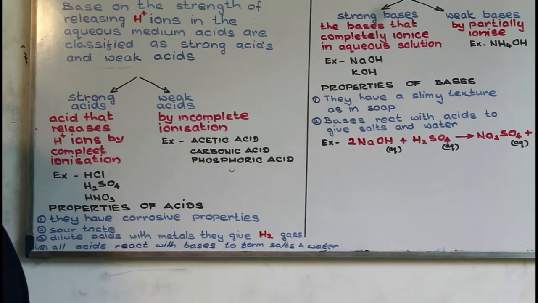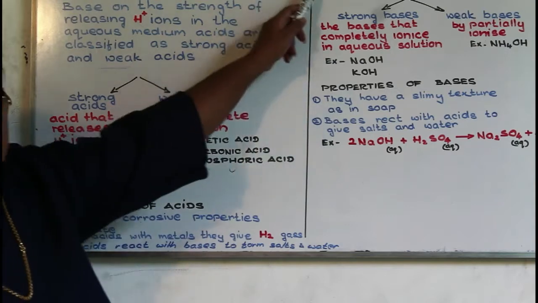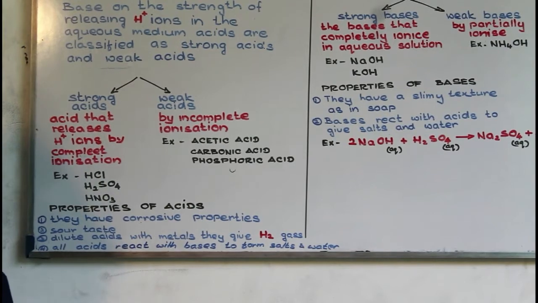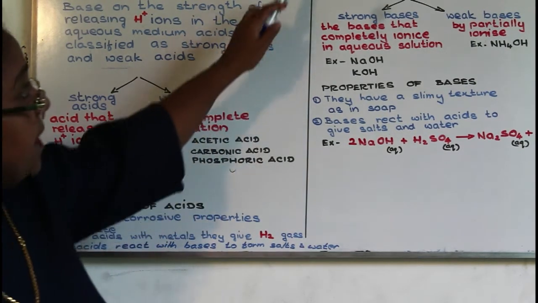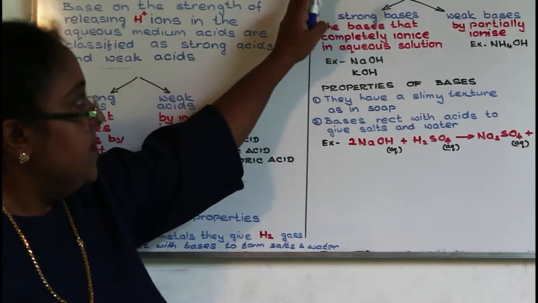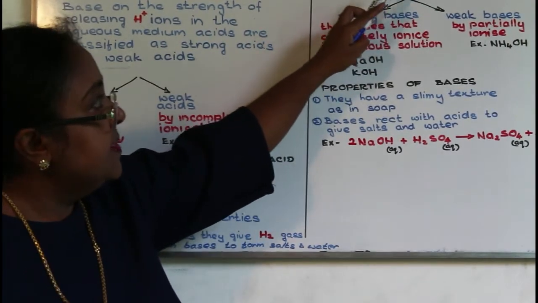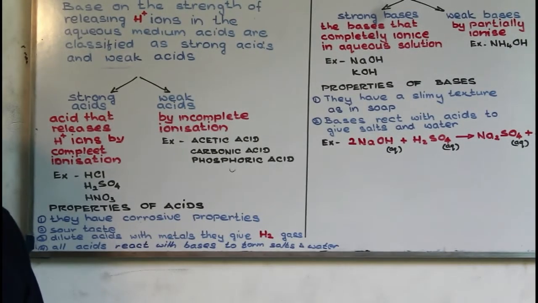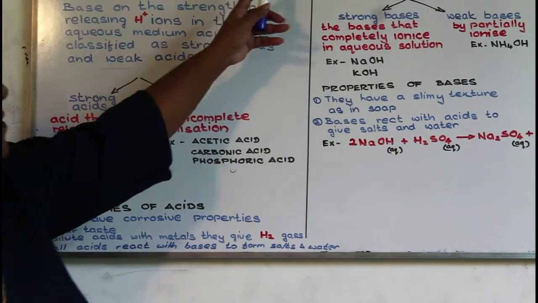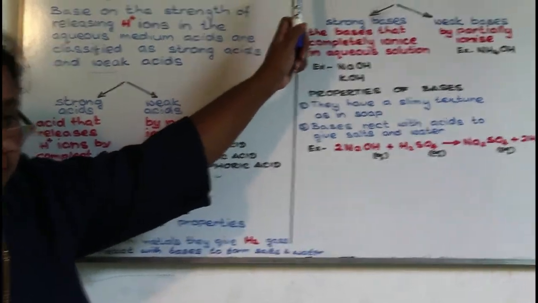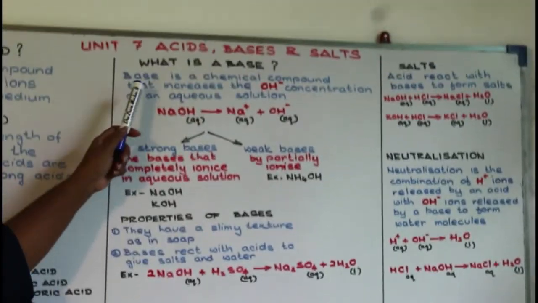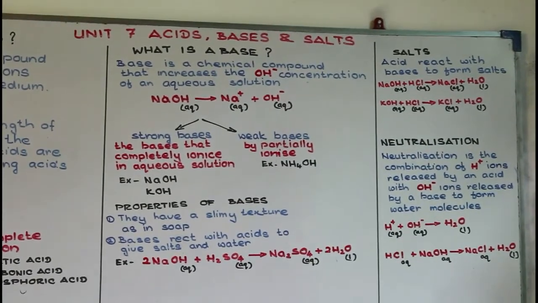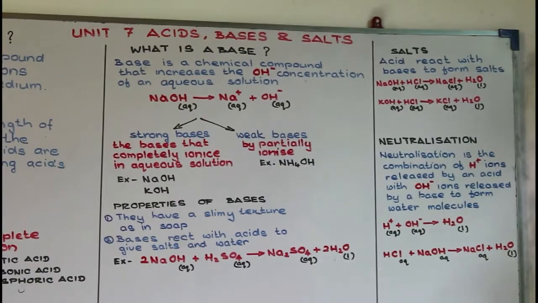Now we are going to learn about bases. First we have to study what a base is. A base is a chemical compound that increases the OH- concentration of an aqueous solution. You have to study what is meant by a base. Once again, a base is a chemical compound that increases the OH- concentration of an aqueous solution.